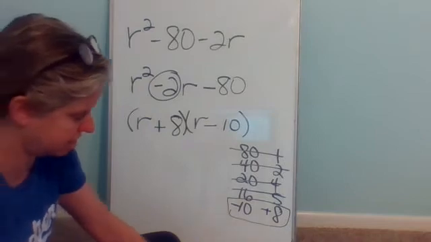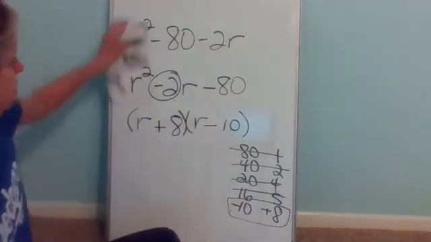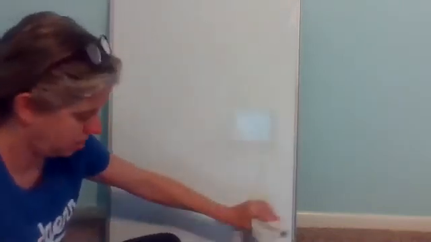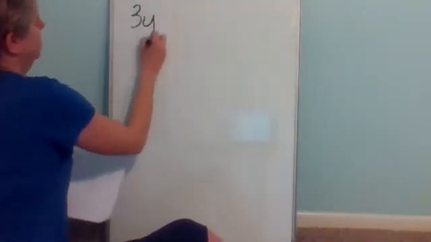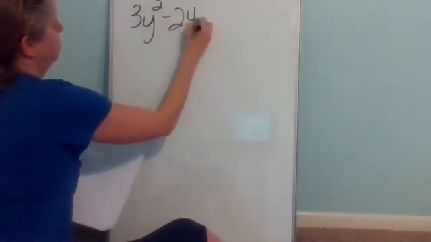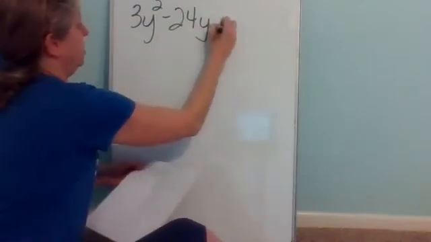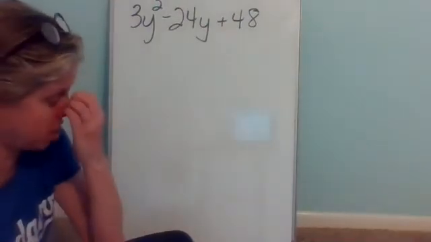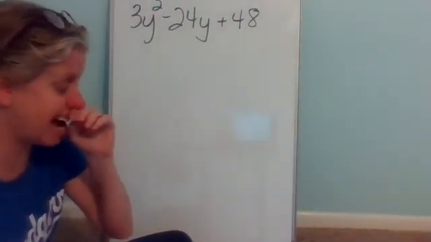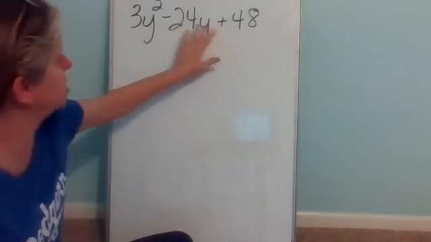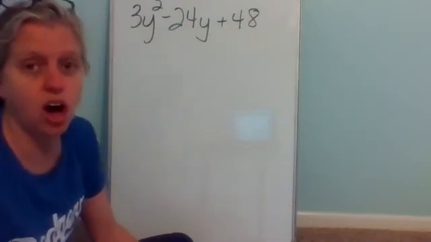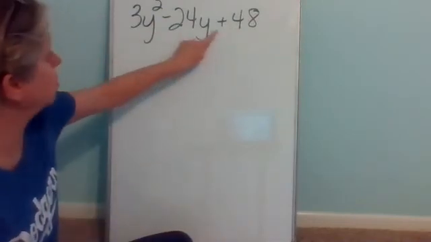All right, number 6. 3y² minus 24y plus 48. So 3 terms again. But this time, when I'm looking at all 3 of these numbers, I do see something in common. They all do divide by 3.